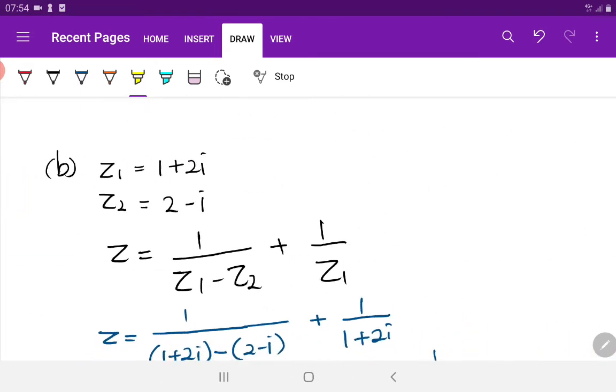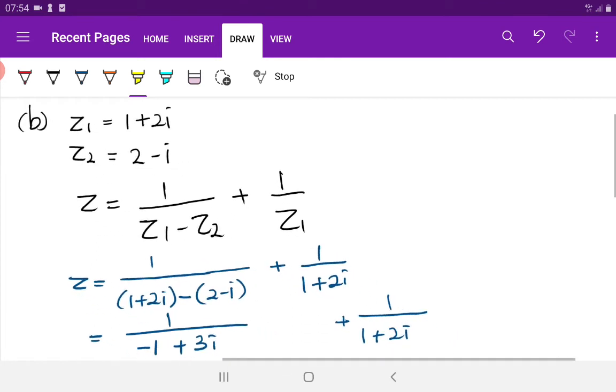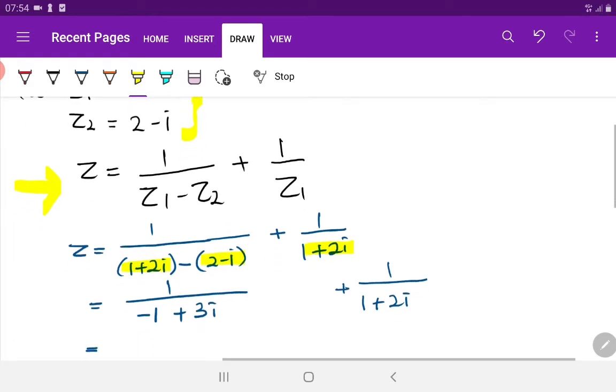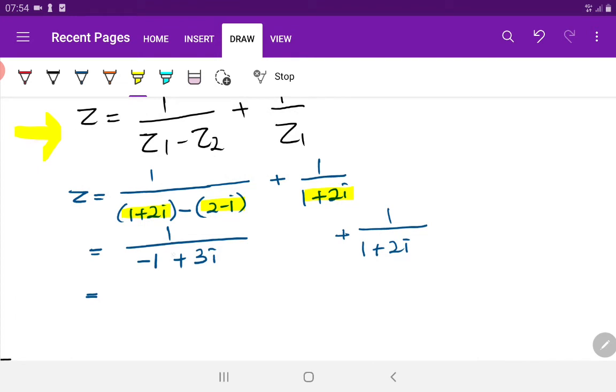So first of all, we need to rewrite Z1 and Z2 in the answer sheets, and then copy the given equation. After that, you substitute the value of Z1 and Z2. Next, we simplify the denominator until we get negative 1 plus 3i.